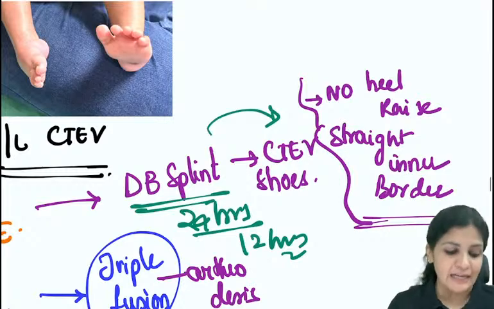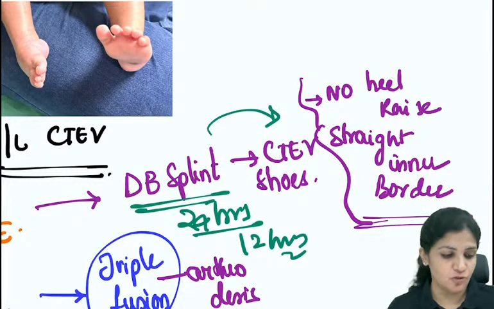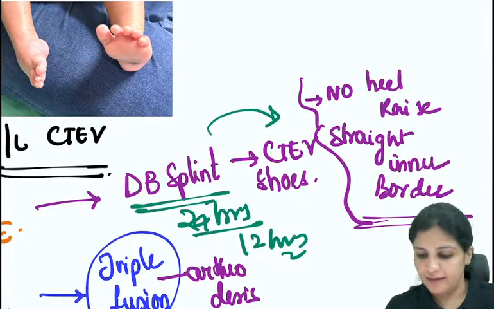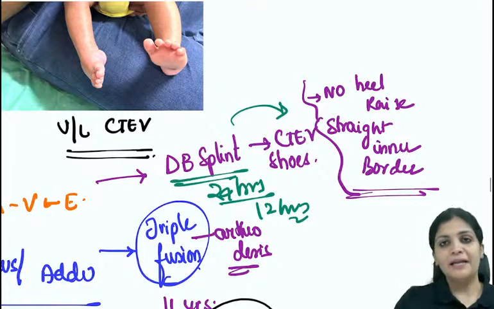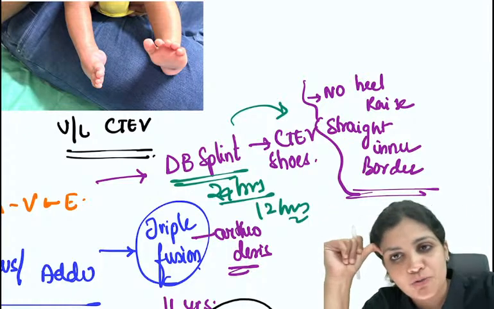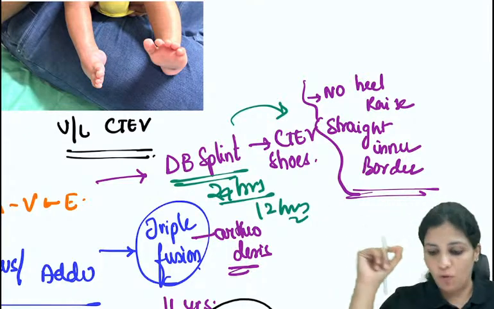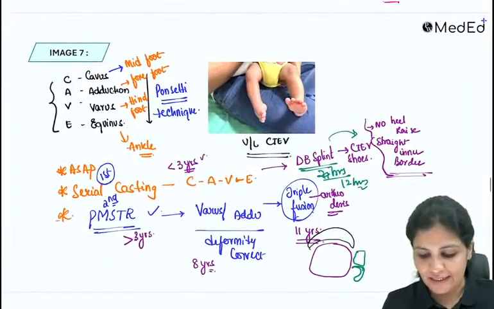Yeah, talonavicular, talocalcaneum, and calcaneocuboid. Correct. Now you have written it correctly. So this is the CTEV shoes, DB splint and the CTEV shoes. CTEV shoes, no heel rise and straight inner border. That is about your CTEV, right?